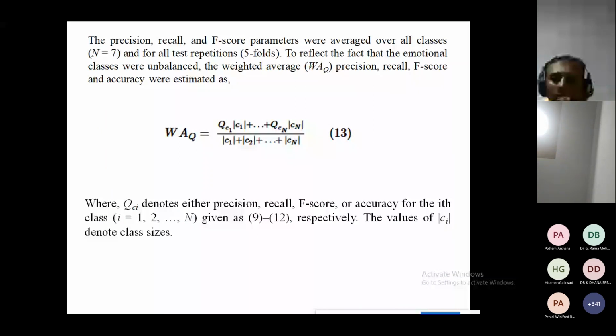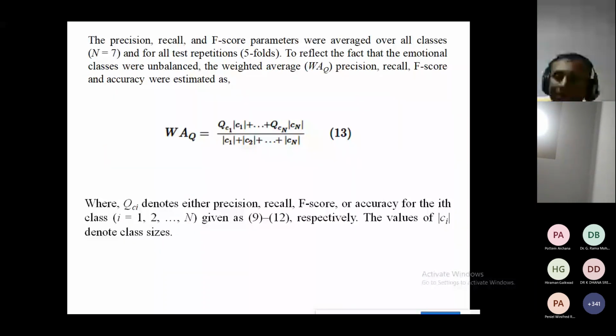Here the weighted average is also calculated, since you know that in neural networks the weighted value is the most important. If we have classes with n equal to 7, and the emotional classes are unbalanced, the weighted average value of precision, recall, F score, and accuracy is calculated as WAQ equal to the summation of QCI times CI divided by the summation of CI. QCI denotes either precision, recall, F score, or accuracy for class I, given in equations 9 to 12. The value CI denotes the class size.